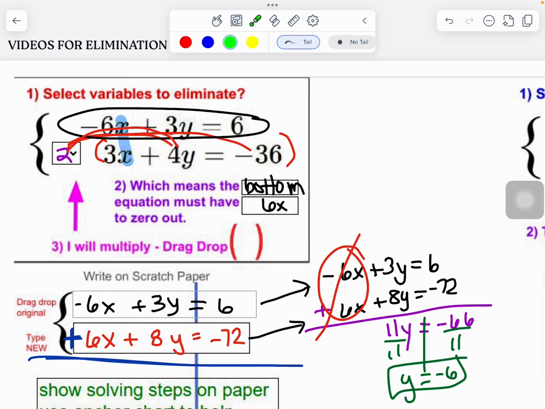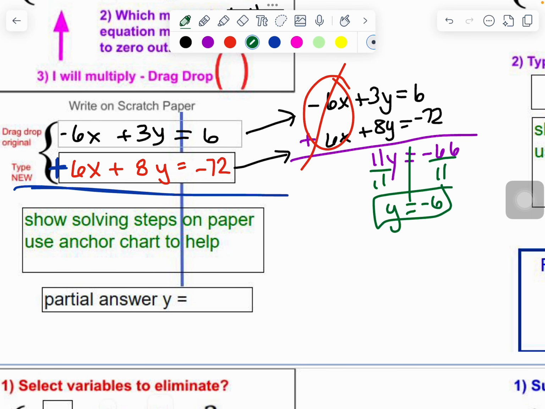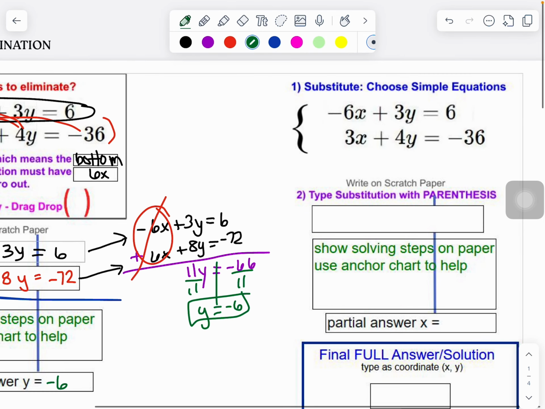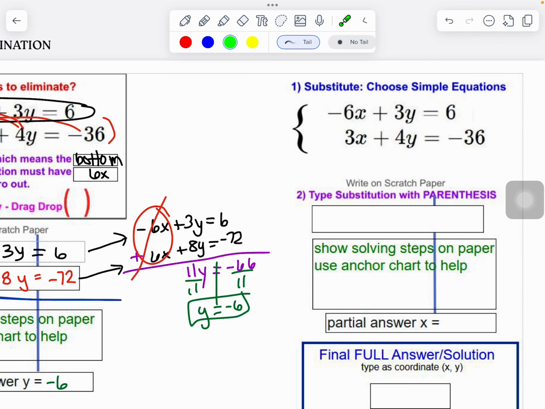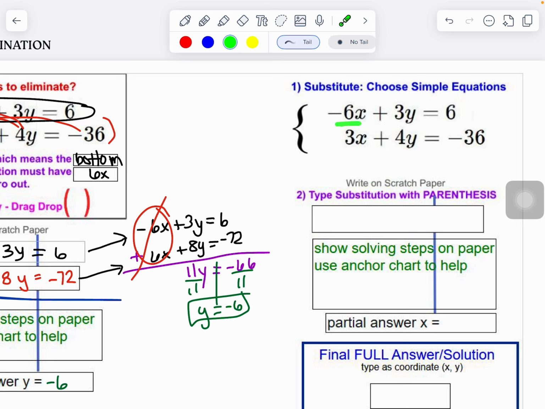So let's go ahead and fill this in. We have to solve all that on paper, and we're going to put our partial answer of y equals negative 6. Now we're not done. We have to find x. So now we kind of go back to the substitution method. So we are going to pick one of these two equations here. It really does not matter which one you pick. You pick whichever one you think is easier. I don't really like negatives too much on this negative 6, so I'm going to choose this bottom one here.